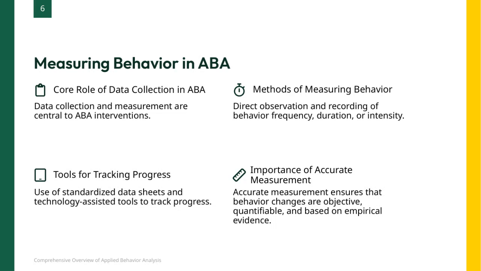Data collection is absolutely fundamental in ABA. It's the core that drives all our interventions. We rely on direct observation to measure behaviors, focusing on how often they occur, how long they last, or how intense they are. To keep track of this information consistently, we use standardized data sheets along with technology tools, which help us monitor progress efficiently over time. Accurate measurement is crucial because it ensures the changes we see are objective and backed by solid evidence, allowing us to make informed decisions and tailor interventions effectively.